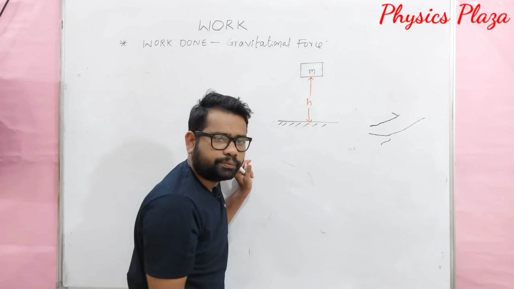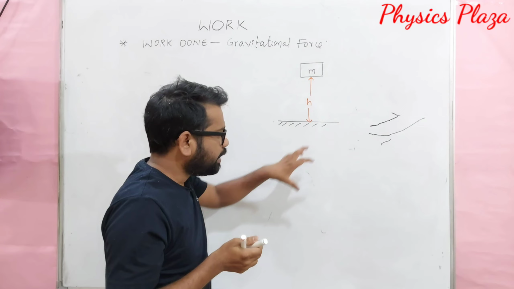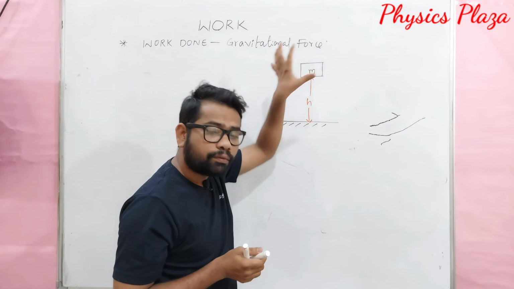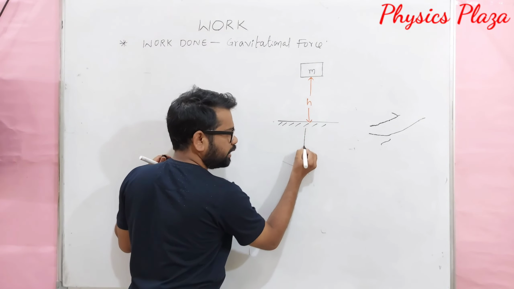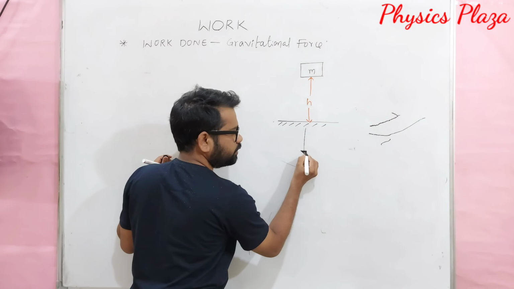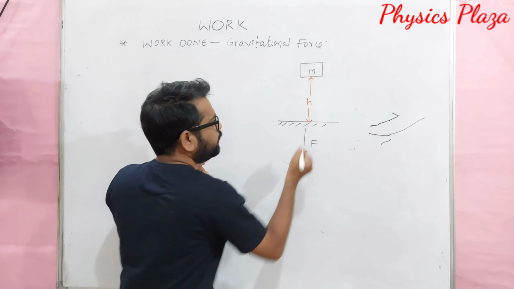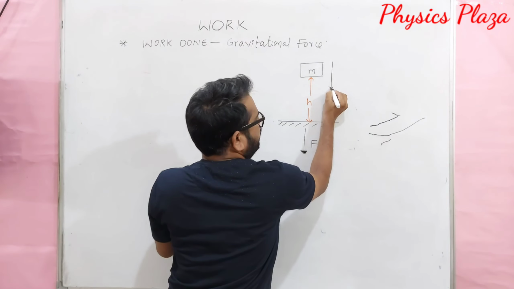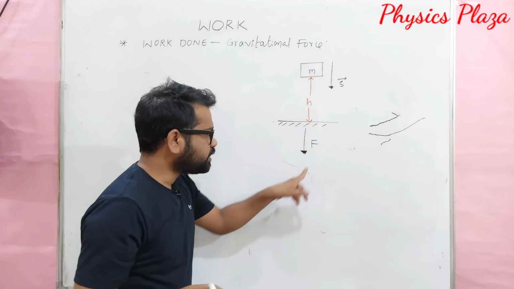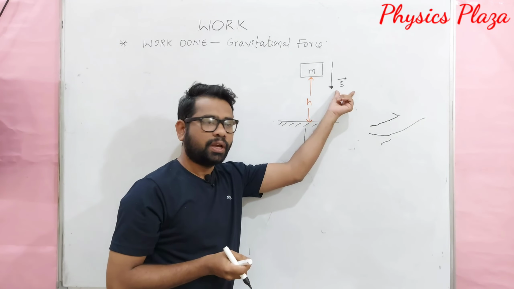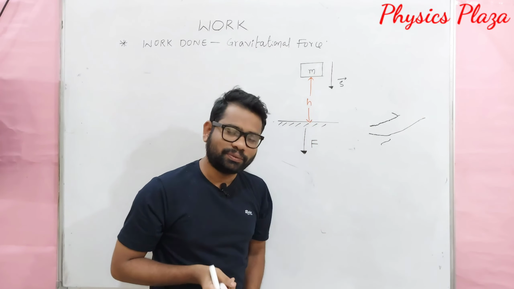Definitely, it falls freely. And don't you think that there will be gravitational force acting on this body continuously? Of course, it is acting. So what is the direction of gravitational force? Gravitational force will be acting in the downward direction. That is F. So what will be the displacement of the body? The body also displaces vertically downwards. No doubt about it. This is the displacement. Now, as force is acting and there is a displacement, and both are in the same direction, that is parallel, definitely there is work done.